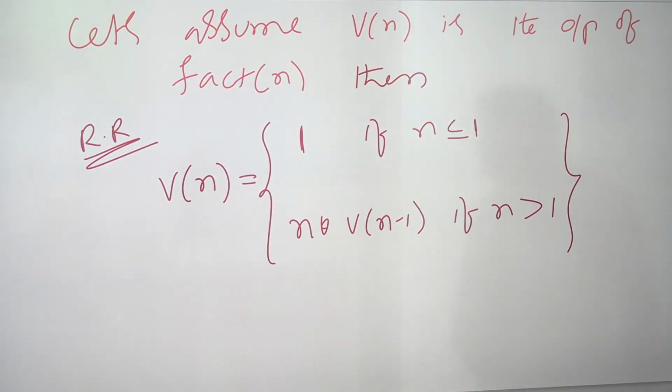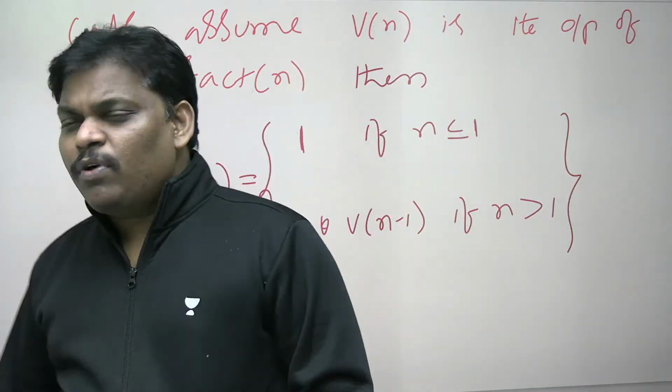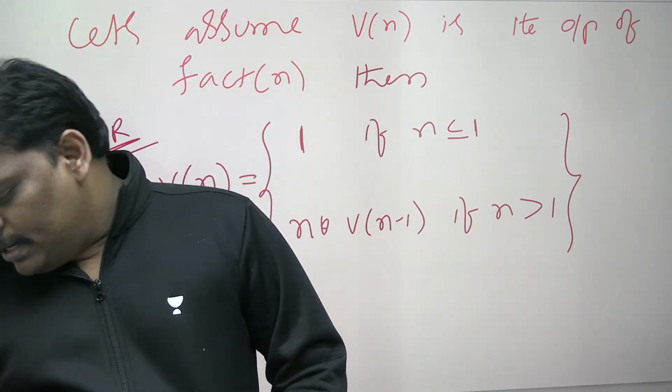Fact of n, if the value is V of n, then V of n is equal to 1 if n is less than or equal to 1, otherwise n into V of n minus 1. For every recursive program, a recurrence relation is possible. Write the same recursive program in the form of a mathematical relation, which is known as a recurrence relation.